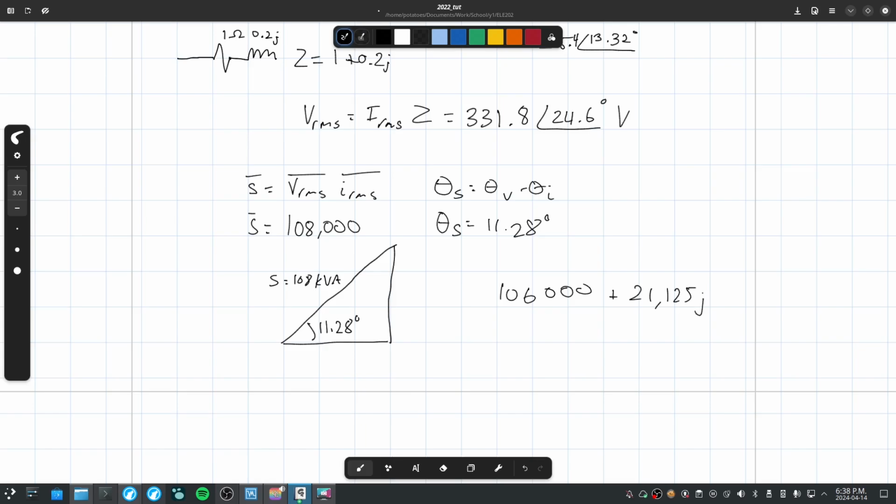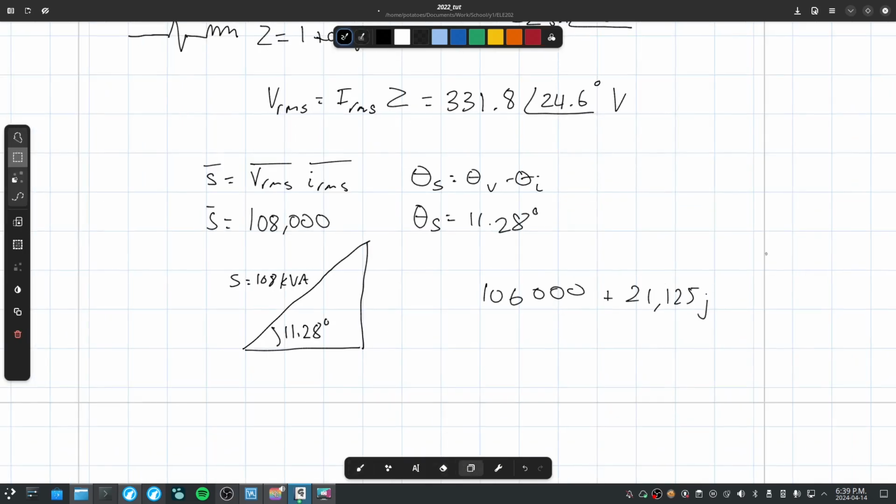Is that correct? Wait, I may have... Oh, no, that's correct. Yeah. So this is going to be 21,125 volt-amps reactive. It's going to be 106,000 watts.